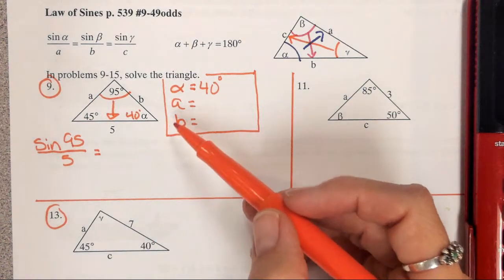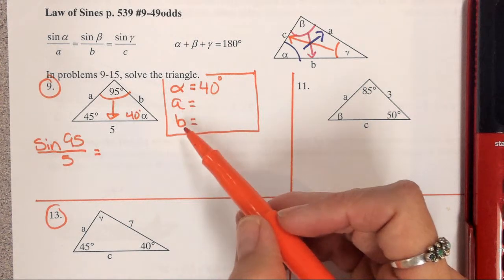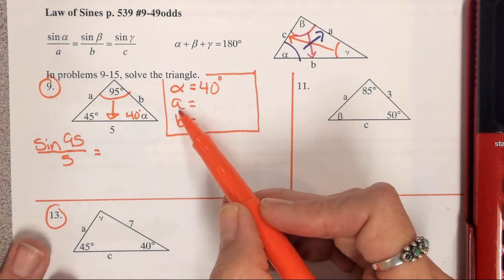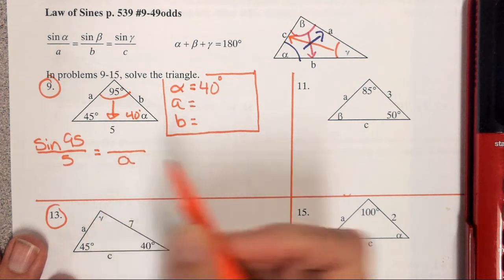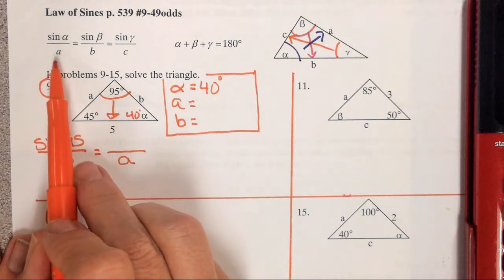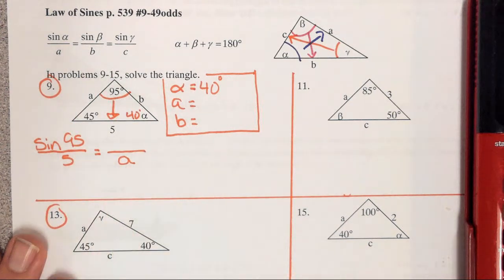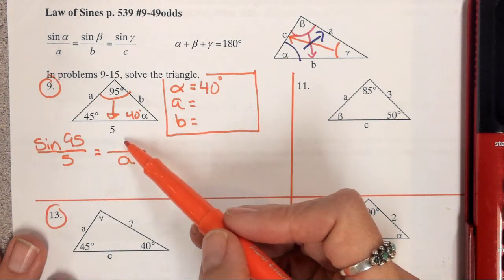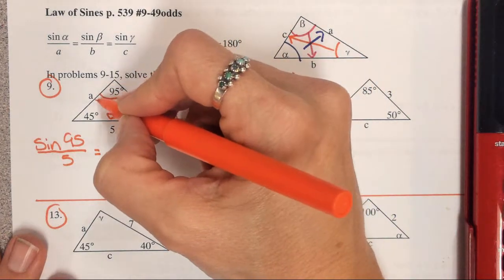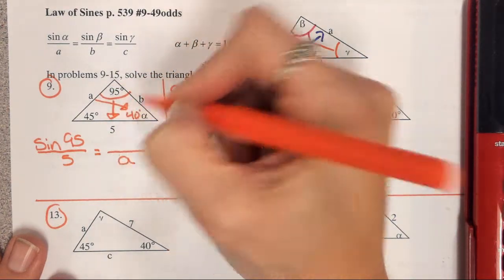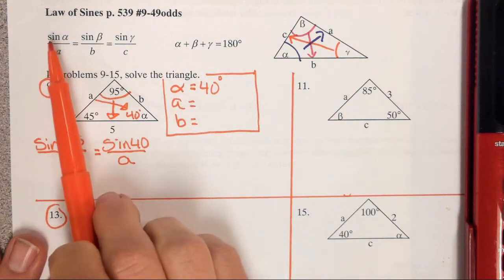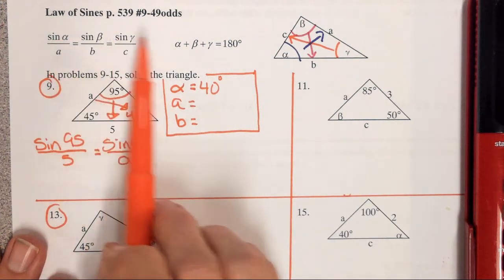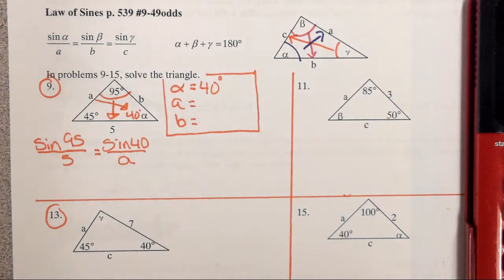Now, we just have to make a decision. Do we want to find A or B first? I'm going to go with A because I wrote it first. Because I'm looking for side A, the sides go on the bottom. Look at my formula. A, B, and C will always go on the bottom, and your angle that matches it will go on the top. What is opposite side A? 40. So sine of 40. And when you're writing your angles, notice on your formula they all have a sine in front. Now it becomes an easy problem, a proportion problem.